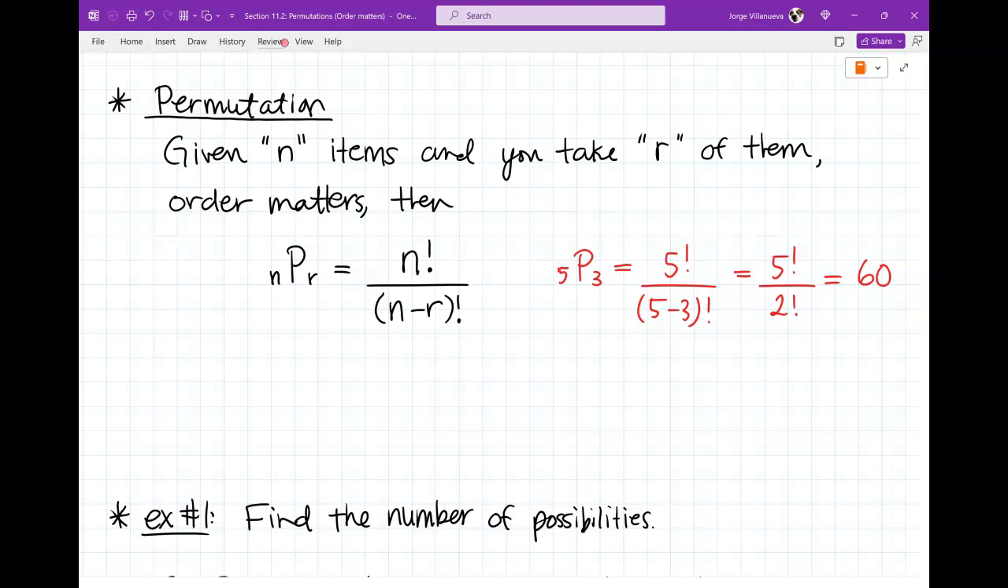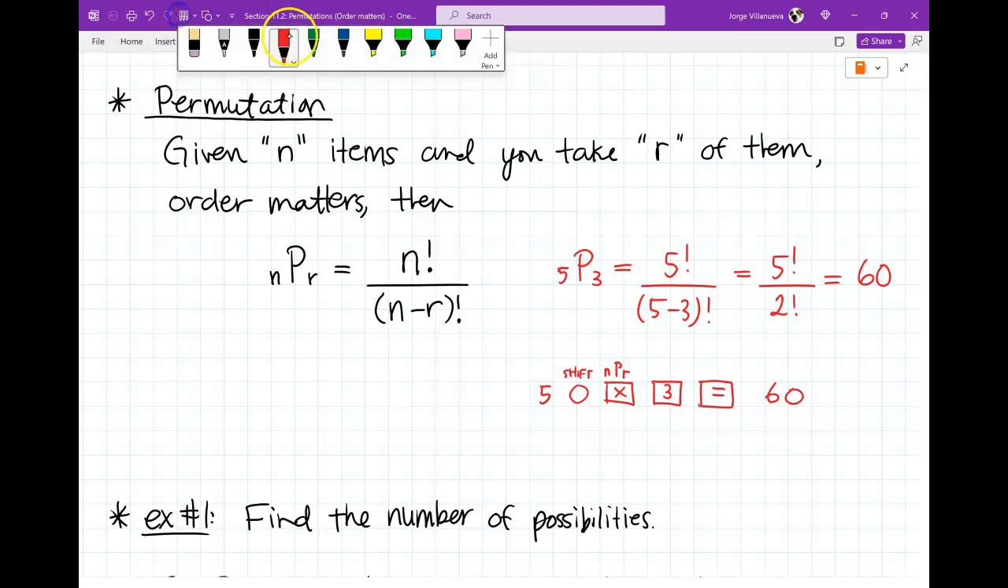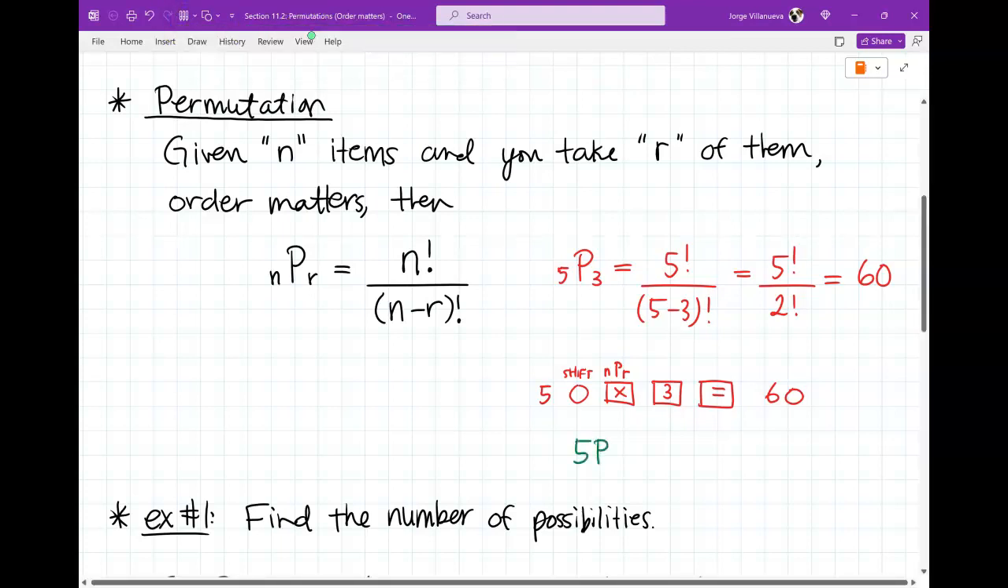Is that right? Yeah. Now there's a shortcut. You can press 5, then shift, then times, because right above that, the little nPr shows up. Then press 3, and then hit enter. That should also give you 60. Your screen probably looks something like this when you do it, 5P3.